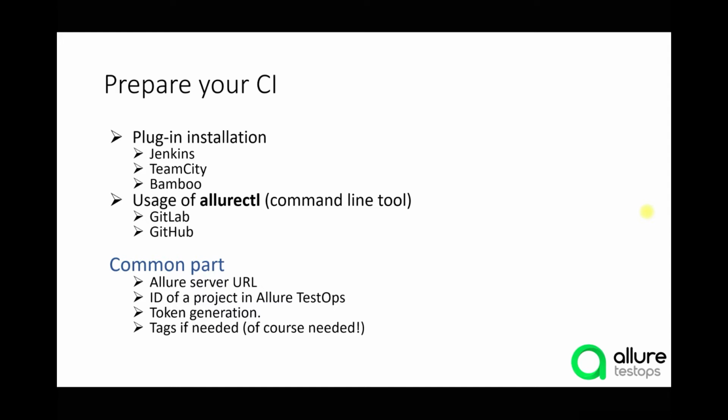Then for the completion of the integration, we need to provide a token, which is the security token generated on the Allure side, and this token is provided to CI, thus the integration is achieved. And for the build job, we need to provide some tags if needed, and it is of course needed because it will provide more information to your job runs or launches on Allure side, and you will see how it works.